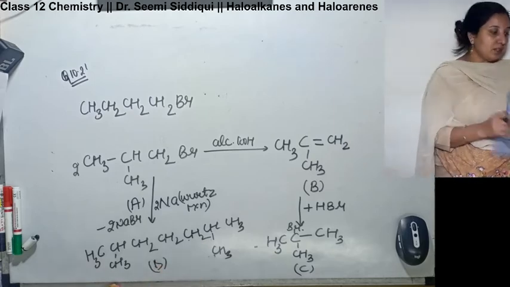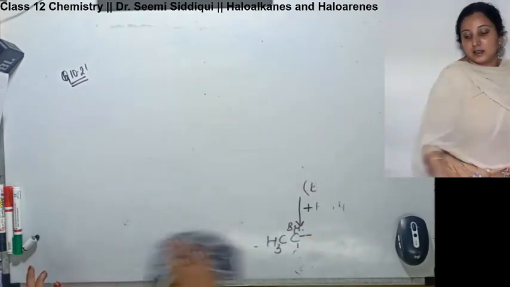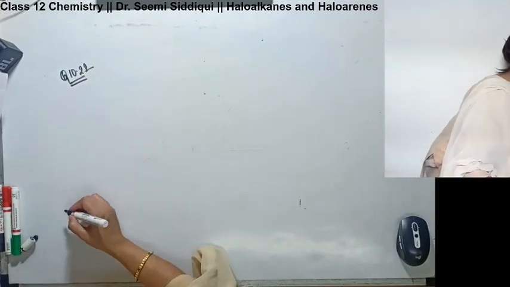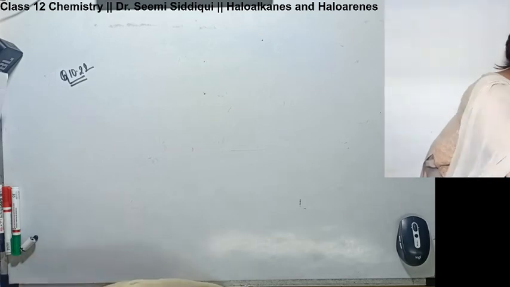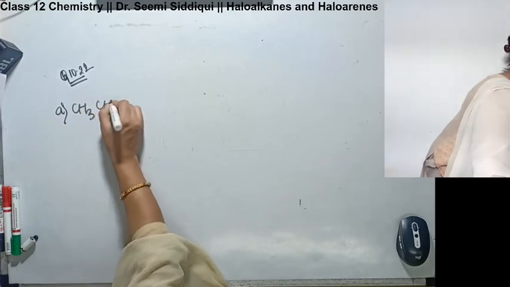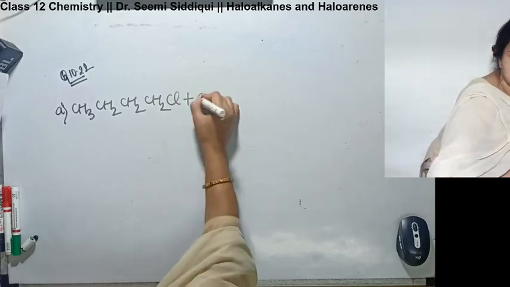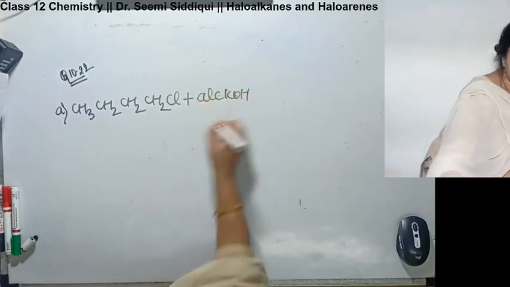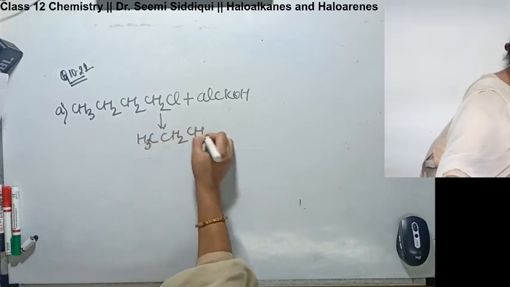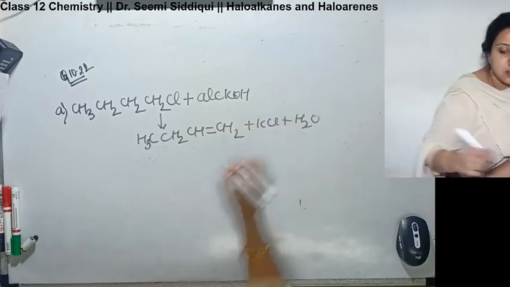Clear. Now coming to the last question of this exercise, question number 10.22. 10.22 क्या कहता है? N-butyl chloride is treated with alcoholic KOH. CH3CH2CH2CH2Cl plus alcoholic KOH. अब तो हमने इतने सारे क्वेश्चन कर लिए हैं. For this you can write down these reactions very easily.